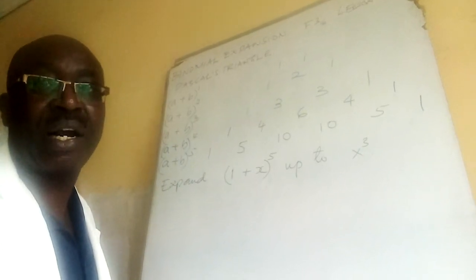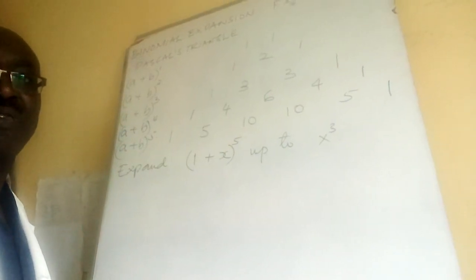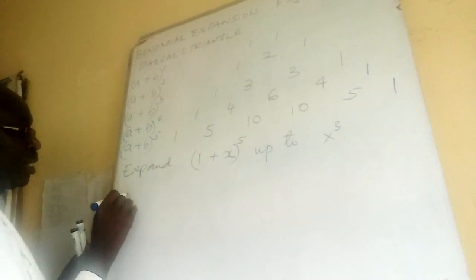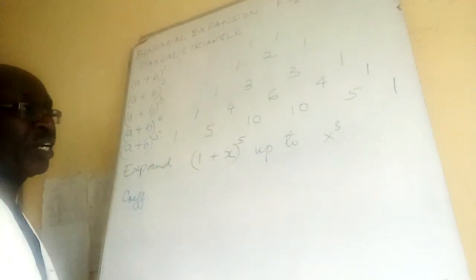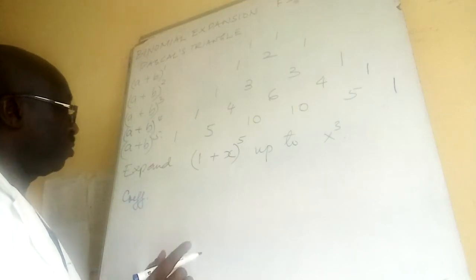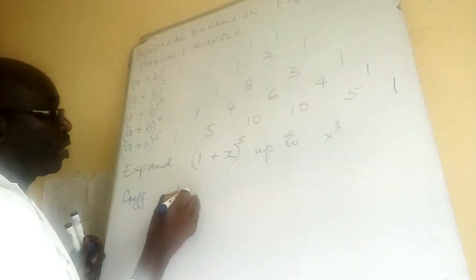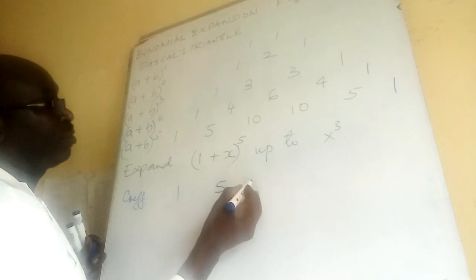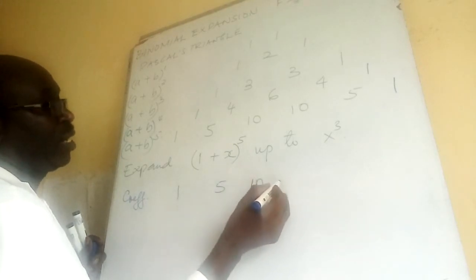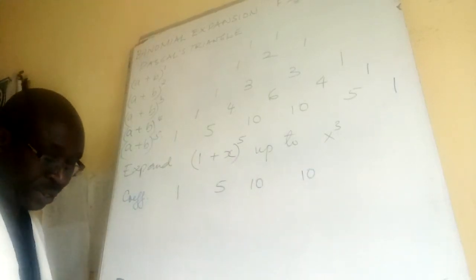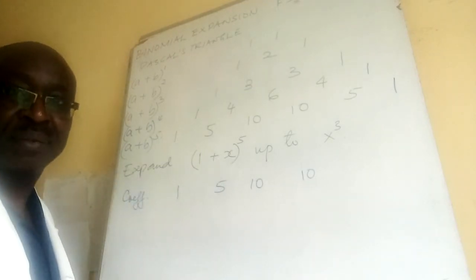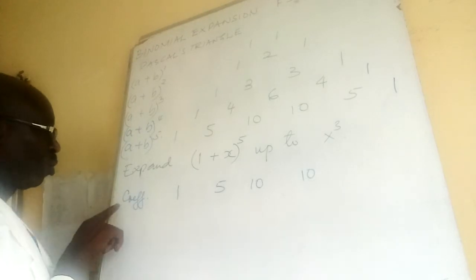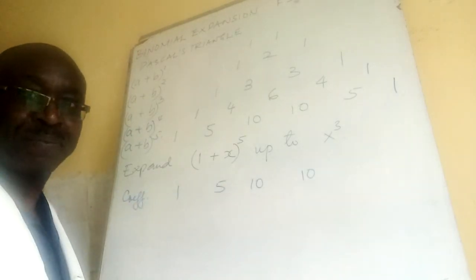Let us focus our camera. I can focus it there. 1, start with coefficients. So this is 5. Okay? This is 5. So the coefficients are 1, 5, 10, 10. With the time you will know why I stopped there. Okay? So coefficient is that.